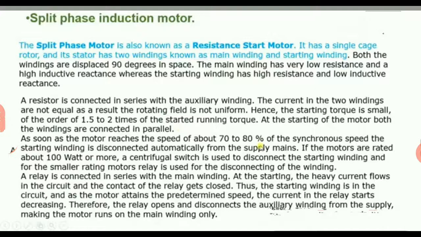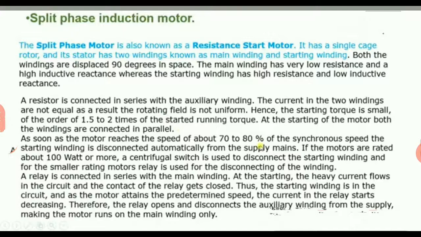The currents in the two windings are not equal. As a result, the rotating field is not uniform, hence the starting torque is small, of the order of 1.5 to 2 times the running torque. At the starting of the motor, both the windings are connected in parallel. As soon as the motor reaches a speed of about 70 to 80% of synchronous speed, the starting winding is disconnected automatically from the supply mains.